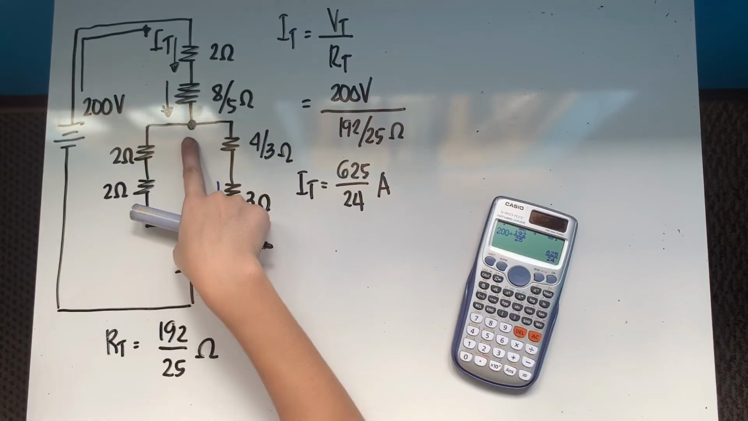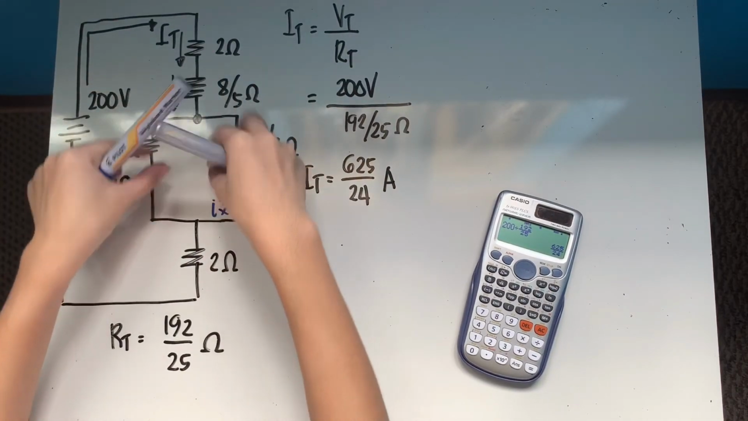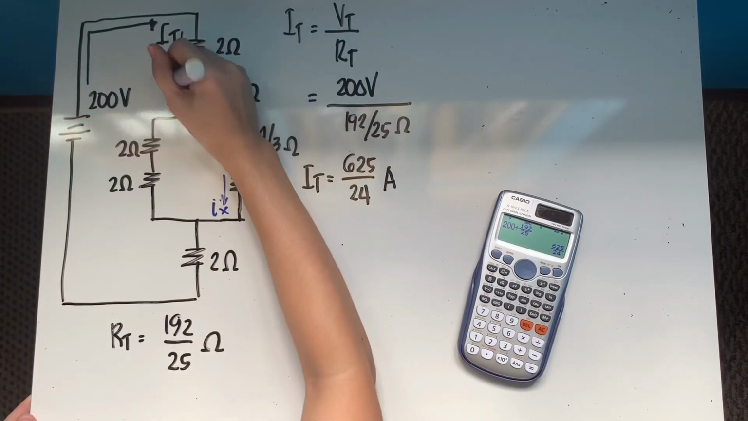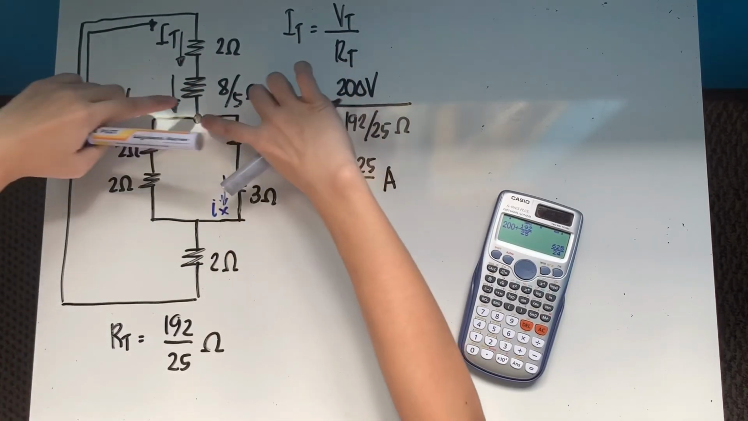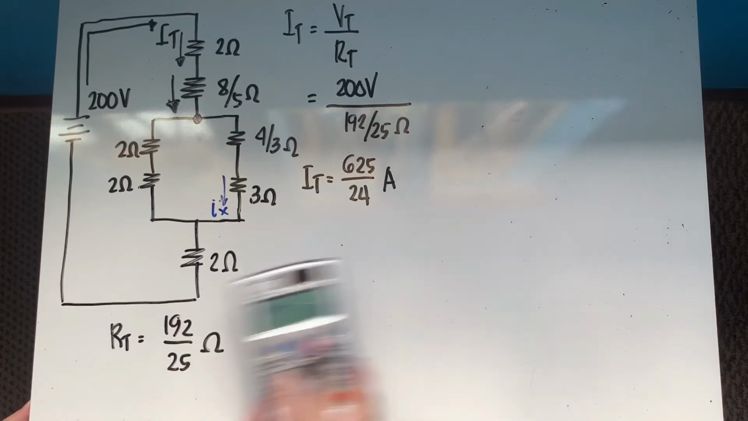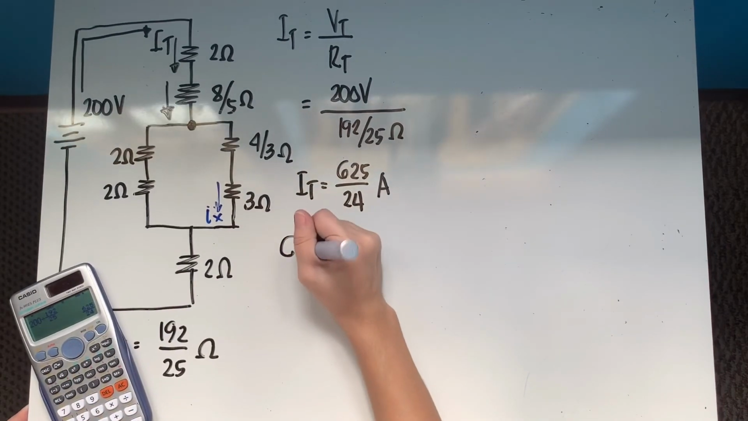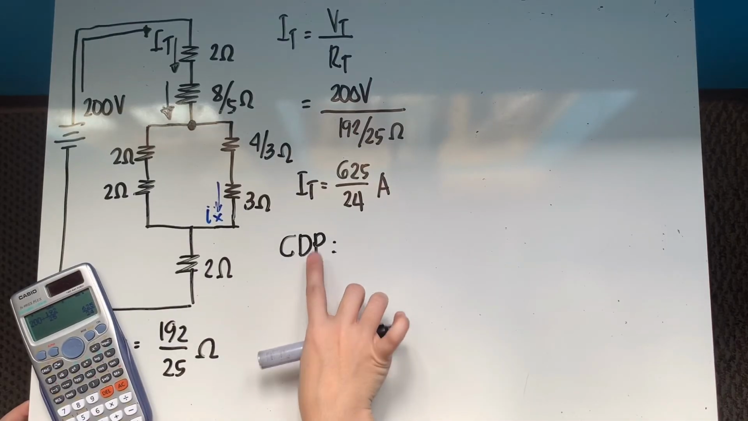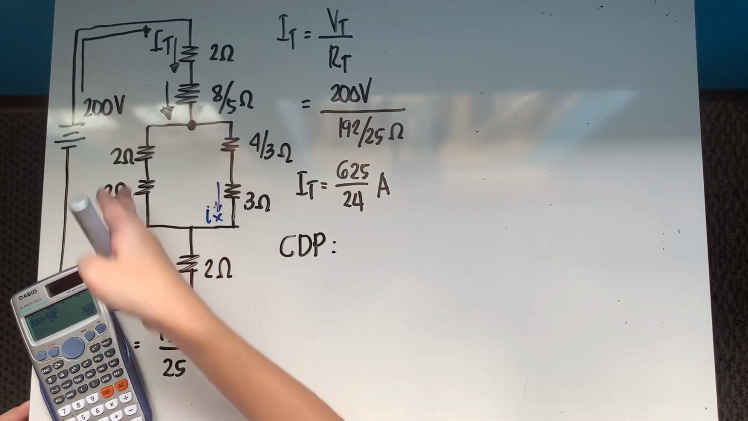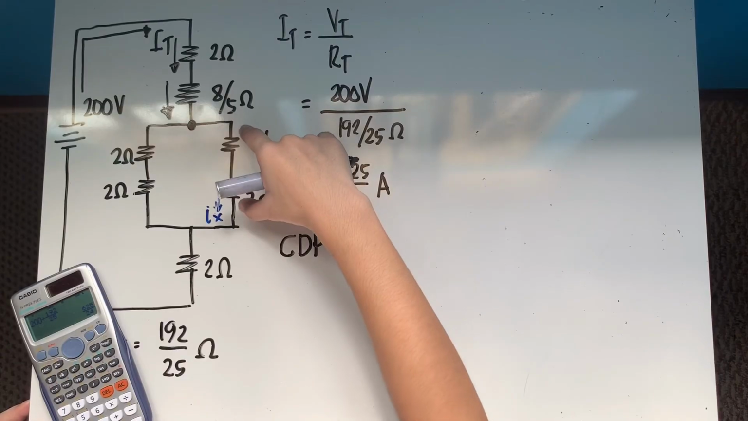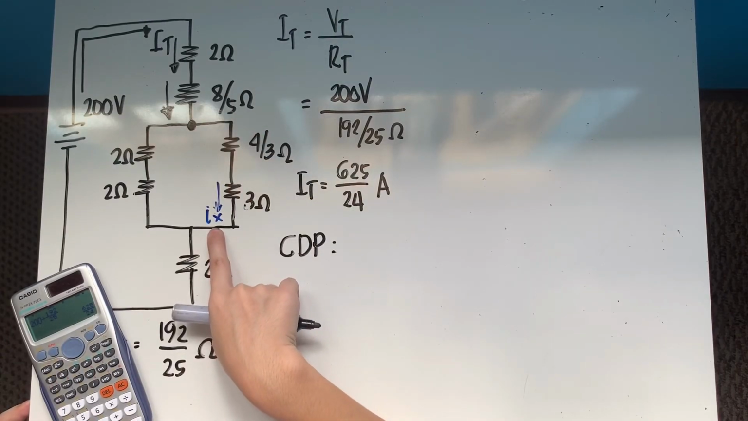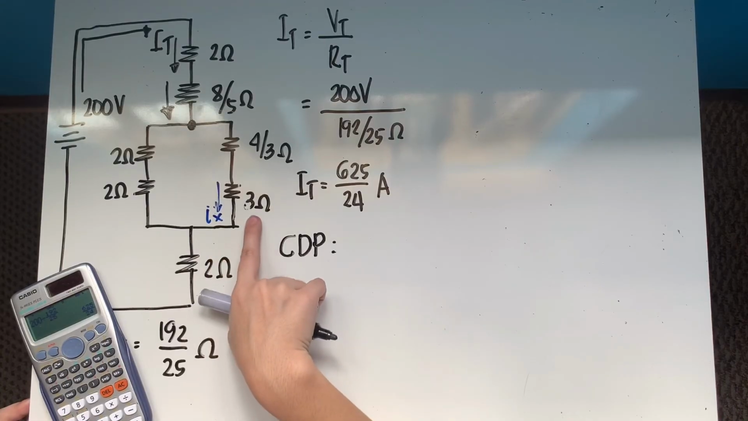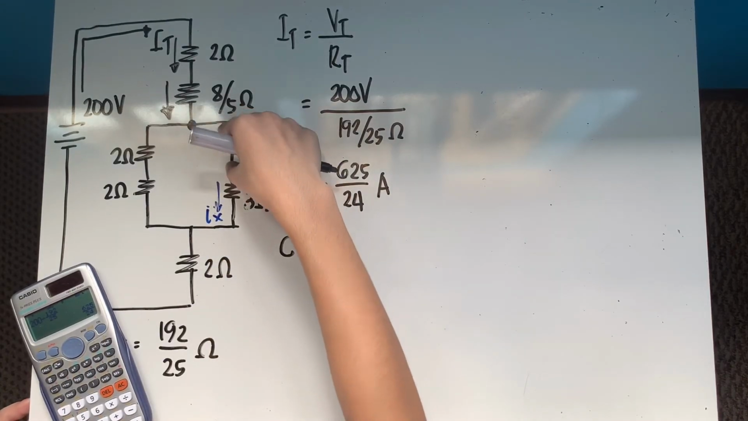If it enters this junction, you have here two branches. Diba? So, if you have an I total that enters to a junction with 2 branches, pwede na tayong mag-current divider principle doon. Diba? For current divider principle, meron tayong current on the left side and current on the right side. And since we're solving for Ix, dito tayo kumuha ng current sa kanan. So, itong Ix na dumadaan kay 3 ohms, yun din yung current na dadaan kay 4 over 3.